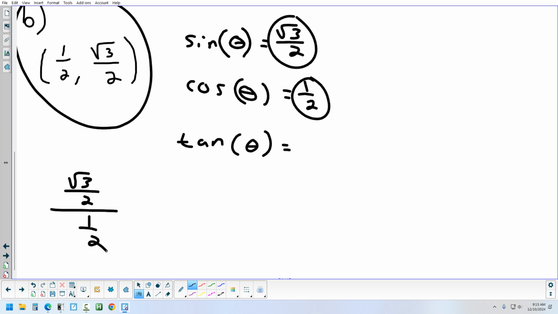Anyone think they know what's going to cancel out? Yeah, Ben? The twos. The twos, yeah. So when we see two fractions with the same denominator, we can just cancel the twos right away. And Ben, can you tell me what's left there? Square root of 3 over 1. Perfect.